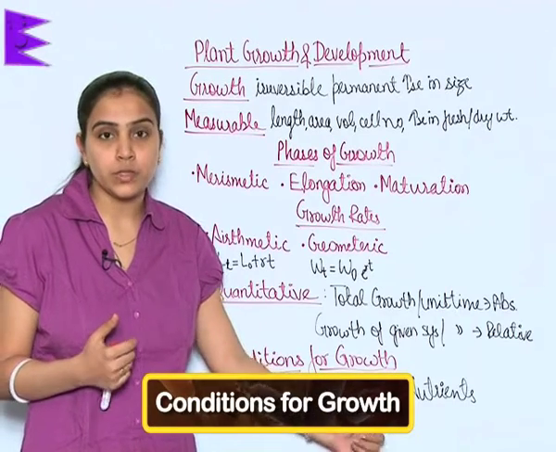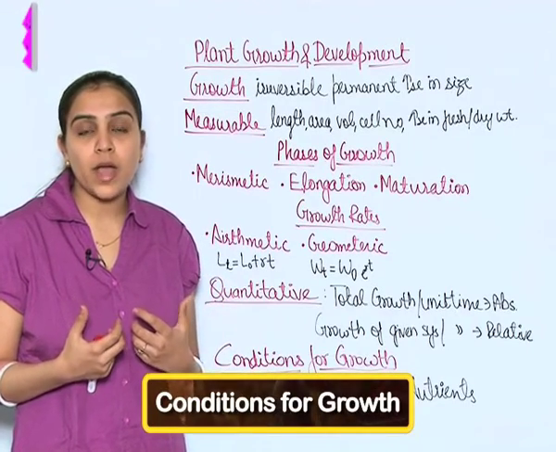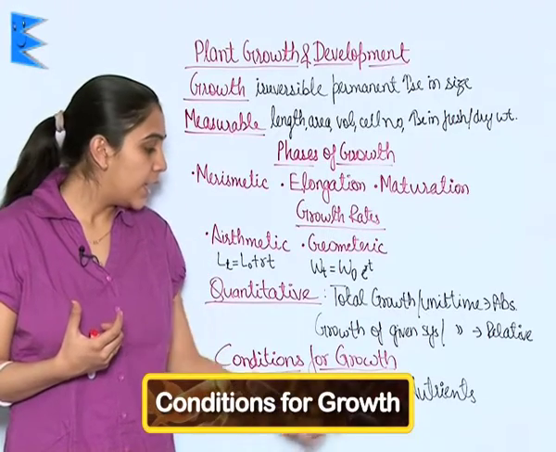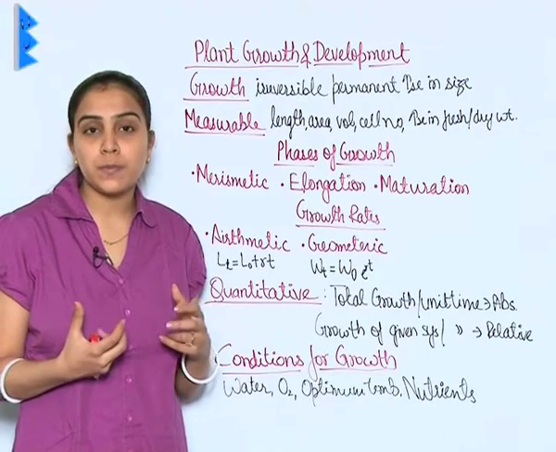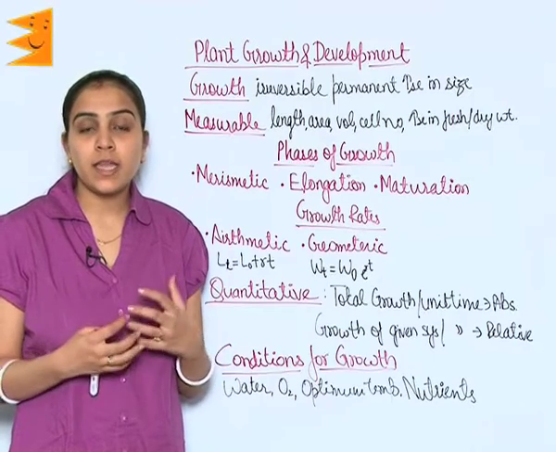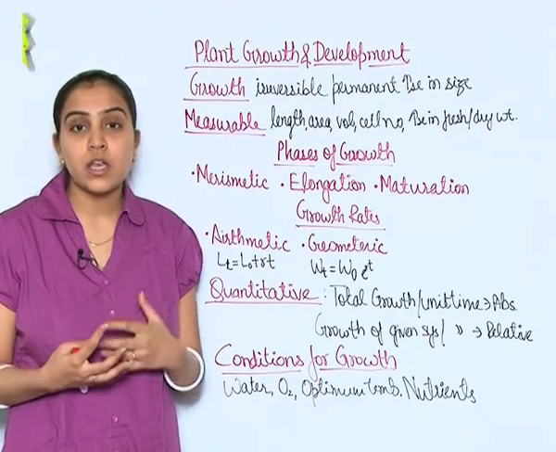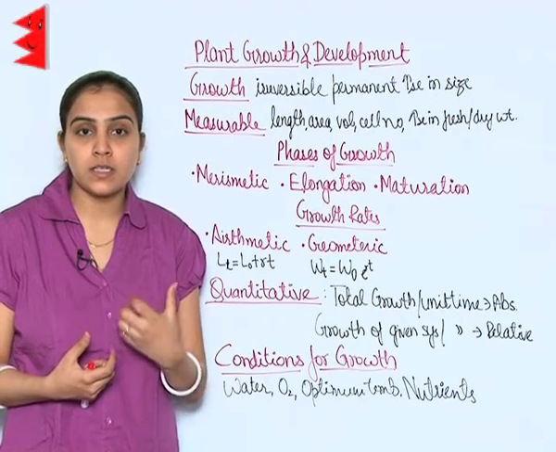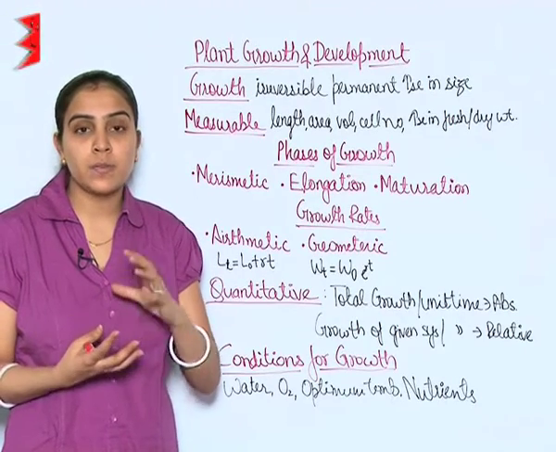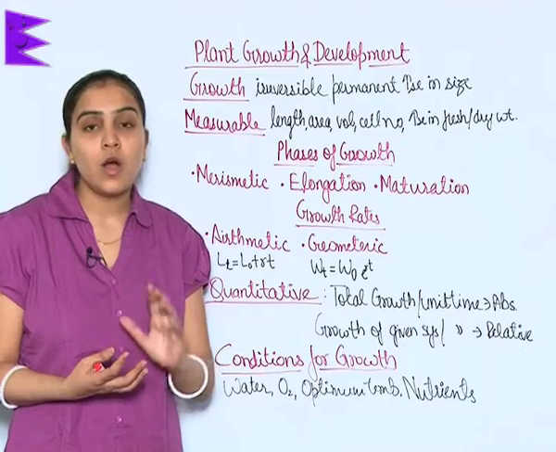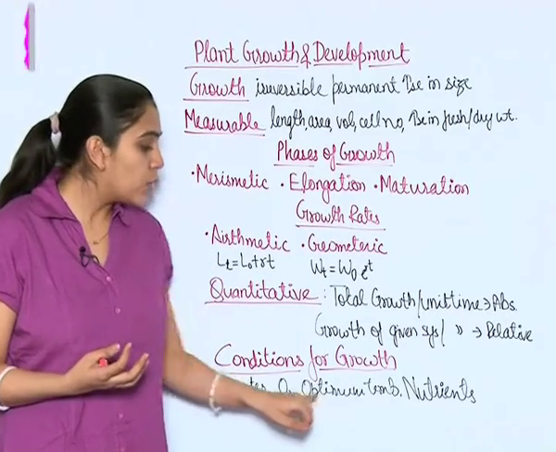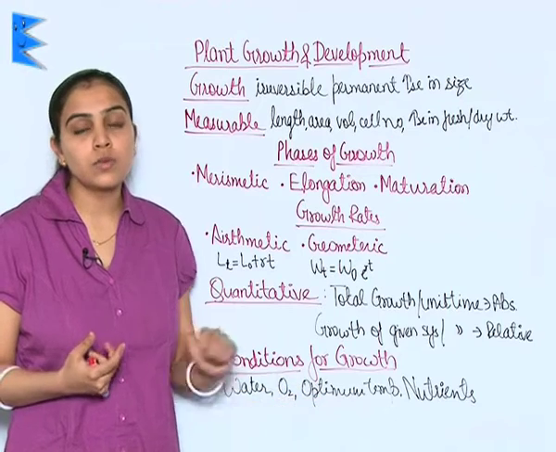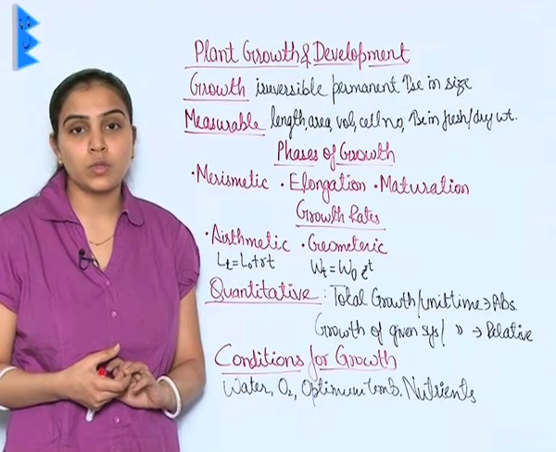Conditions for growth. Plants require water, carbon dioxide, oxygen, nutrients, optimum temperature, and certain environmental conditions to grow in the proper manner. Certain environmental signals occur which tell us whether the plant will be able to grow properly or not. Those parameters which determine the growth of the plant are also known as conditions for growth of the plant.